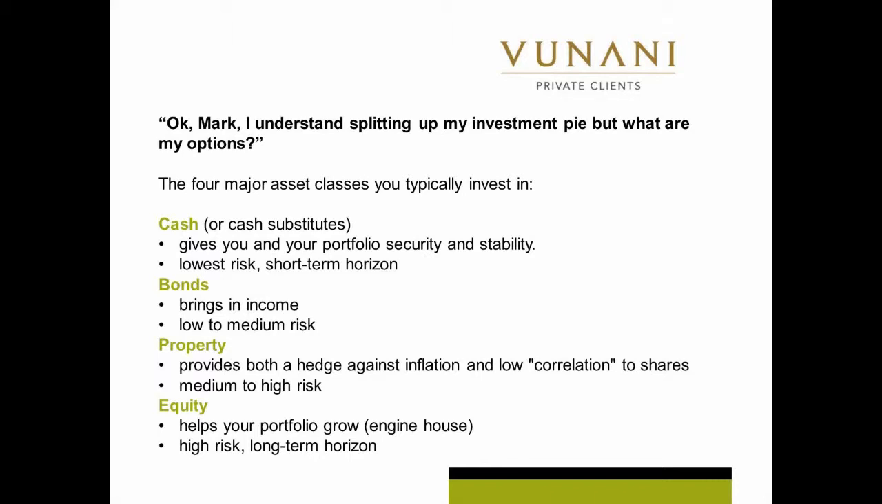Property is also important, listed property, and there are a couple of ways you can do this, and I'll get to that a little bit later. But property tends to be your protection against inflation, and it also tends to have a low correlation. That means it doesn't do the same thing as the other shares in your portfolio. But property tends to be medium to high risk, and depending on the interest rate cycle, could actually lose you money. So you put a bit of property in there, but not too much. And I'll get to the weightings a little bit later.